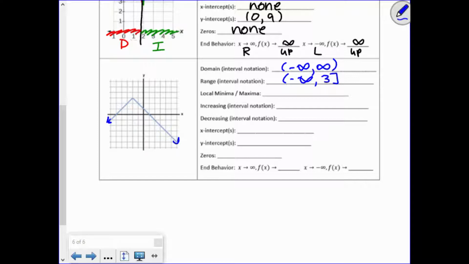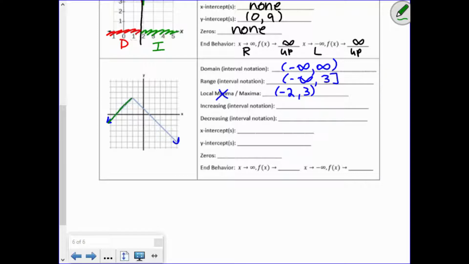Alright, does this graph have a maximum or a minimum? A maximum. It has a hilltop instead of a ditch, so don't care about the minimum. What would the maximum point be? Negative 2, 3. That's not an interval, that's a point. I know intervals and points are really simple, but this is a point.